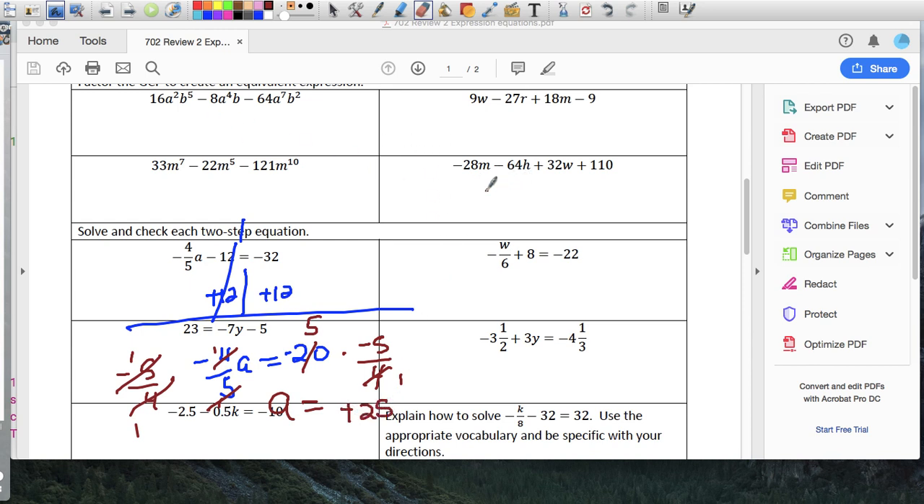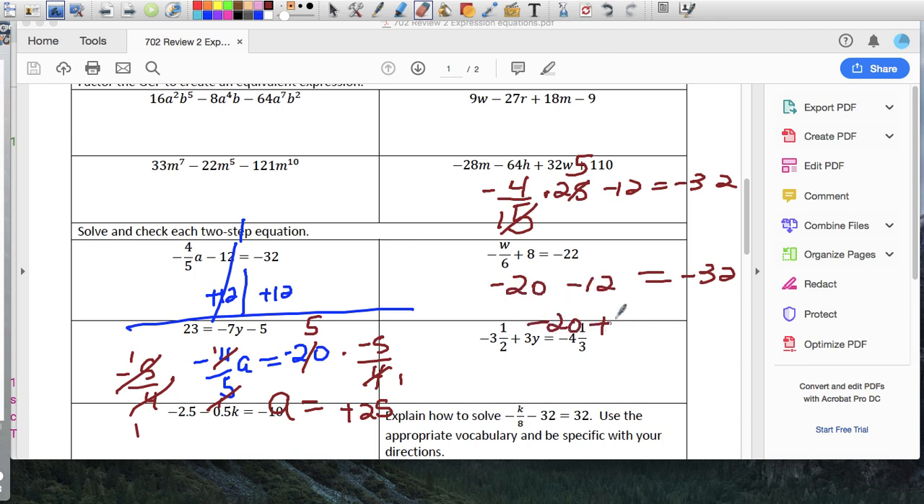You can check, and let's check. It's negative 4/5. I'm going to replace the a with 25. Minus 12 equals negative 32. We want to make sure that the left side and the right side are equal to each other. 5 divided by 5 is 1. 25 divided by 5 is 5. Negative 4 times 5 is negative 20 now. Minus 12 equals negative 32.